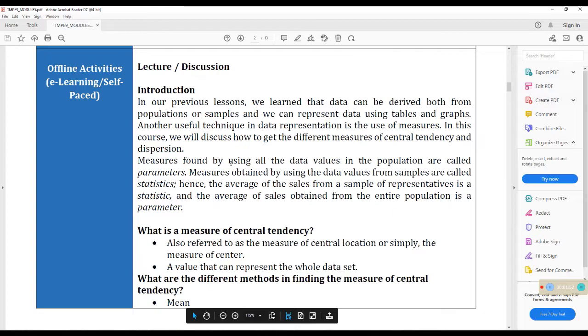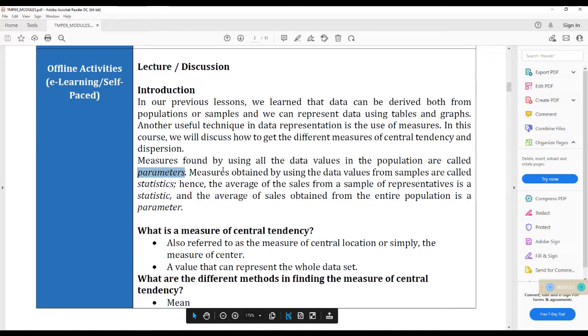So measures found by using all the data values in the population are called parameters. So please take note of this term. Pag ang source mo ng data ay population, lahat ng computed values dyan are called parameters. Mean, median, mode, standard deviation, range, coefficient of variation, variance. So all of them are called parameters.